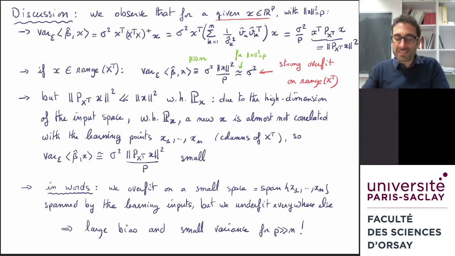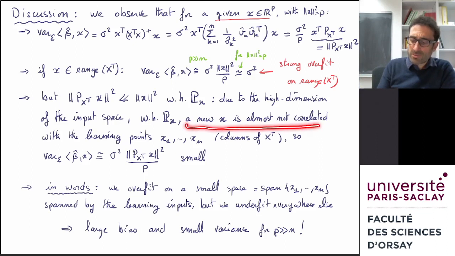And this is due to the fact that in your high-dimensional space, when you take a new input, this new input will be essentially not correlated with your initial inputs x_1, ..., x_n that you have used for learning. So a new x is almost not correlated with the learning data points x_1, ..., x_n, which are the columns of X. And for this reason, when you look at the variance, which I remind you is equal to this term, this variance will be small.